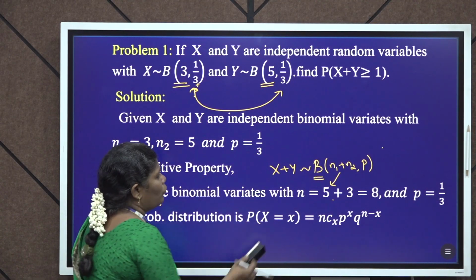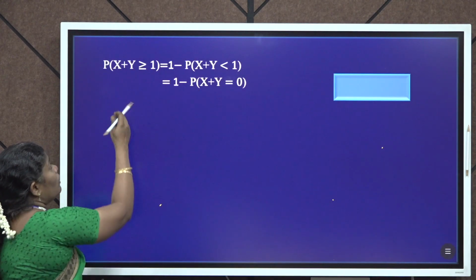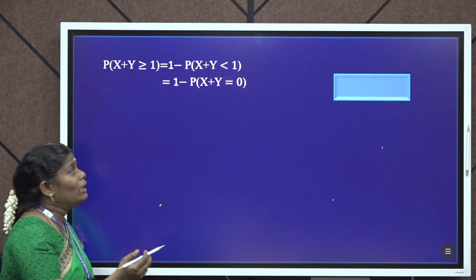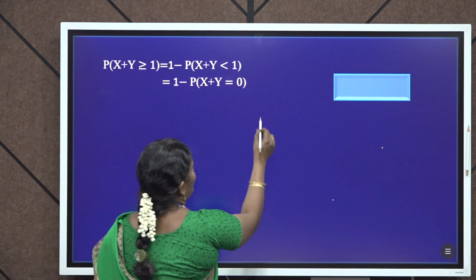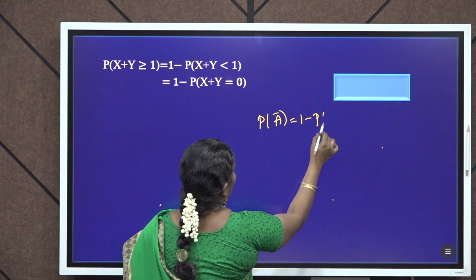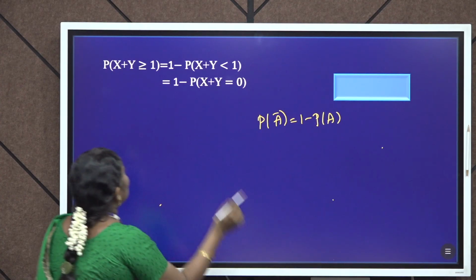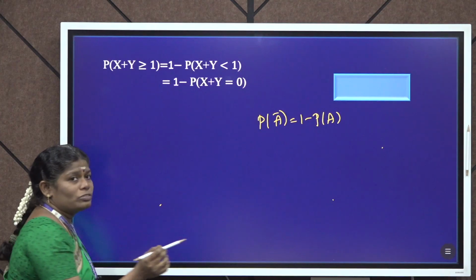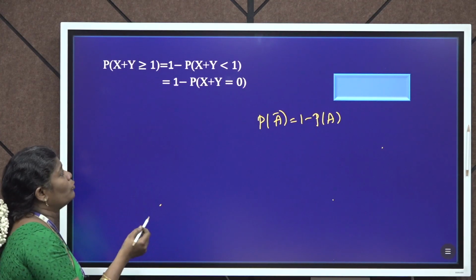P(X + Y >= 1) = 1 - P(X + Y < 1), since P(A bar) = 1 - P(A). This is equal to 1 - P(X + Y = 0), since it is strictly less than 1.